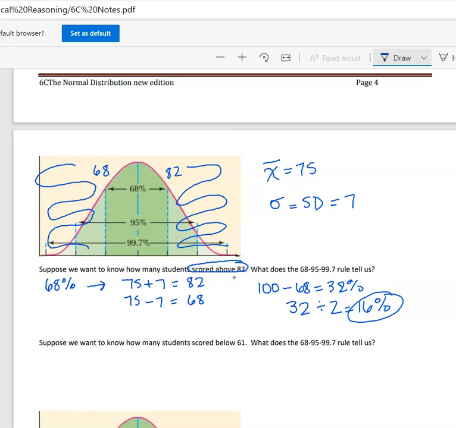This question says, suppose we want to know how many students scored below 61. Well, so far I found an 82 and a 68. So that is not 61. So let's go out to the next standard deviation, let's look at the 95%, because it goes 68, 95, 99.7. So let's look at what's going to happen with that. You still start out with the mean, and you add 2 standard deviations, and then you also subtract 2 standard deviations to get those numbers.